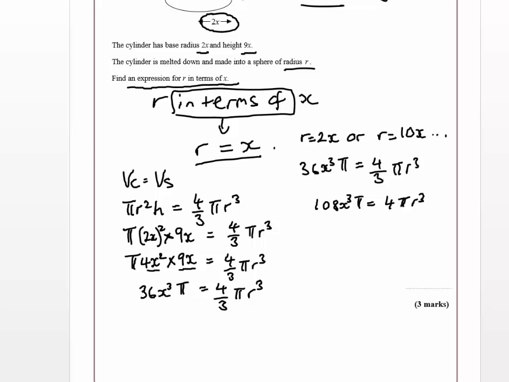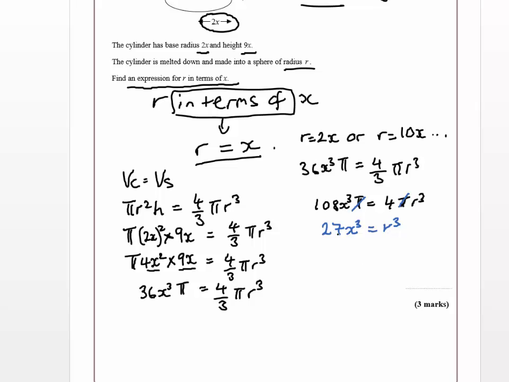I'll use a different color. I'm going to cancel out the pi because both sides can cancel. I'm going to divide both sides by 4, so that 4 is going to disappear. Underneath I'm going to write it now. You're going to get 27x to the power of 3 is equal to r cubed. Do you see what's just happened now?